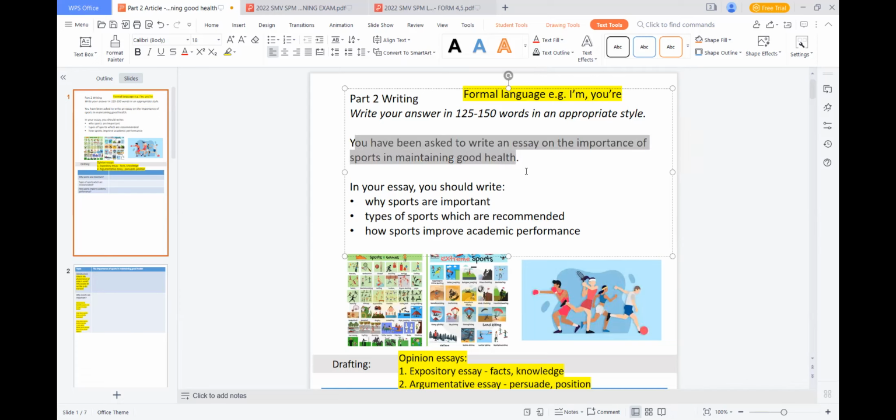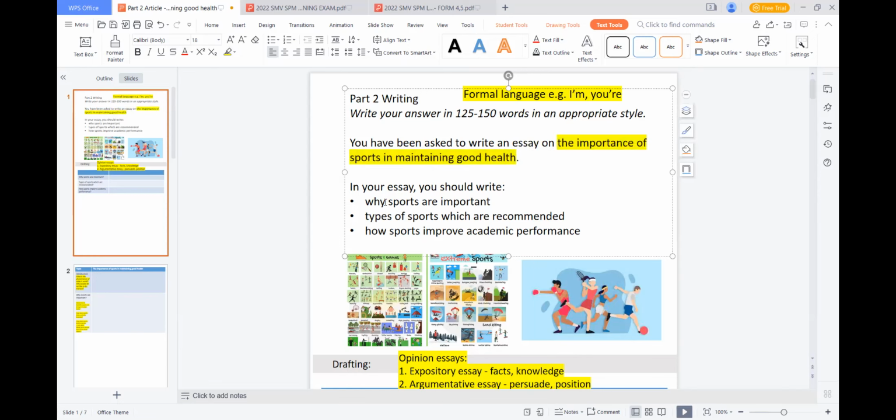You have been asked an essay on the importance of sports in maintaining good health. In your essay, you should write what sports are important, type of sports which are recommended, how sports improve academic performance. Okay, so the question is more on what's the keywords here? The keywords. Importance of sports. Yes, on the importance of sports in maintaining good health. These are the keys. These are the standard questions.